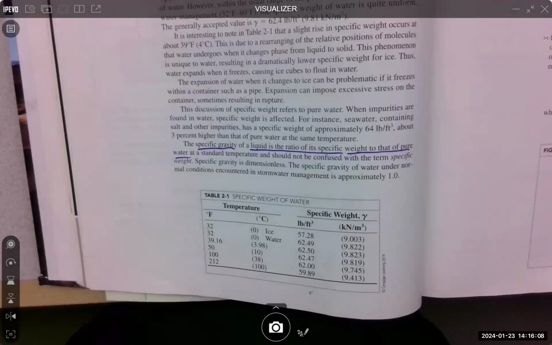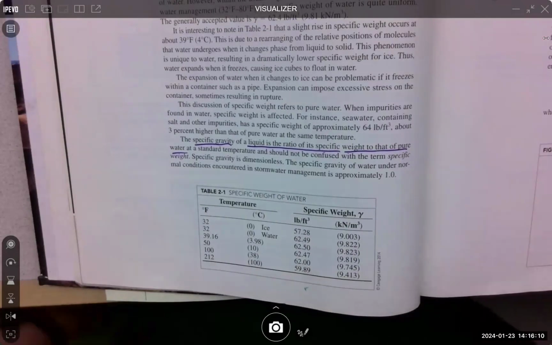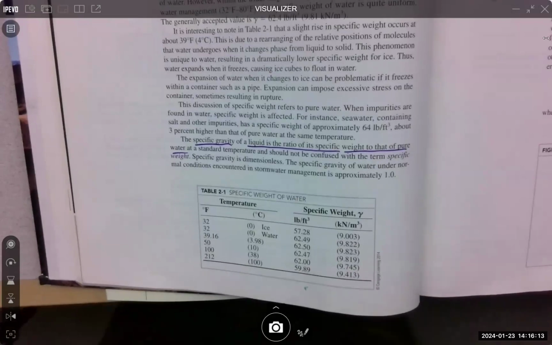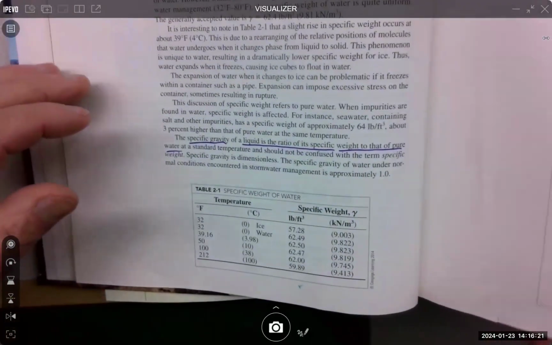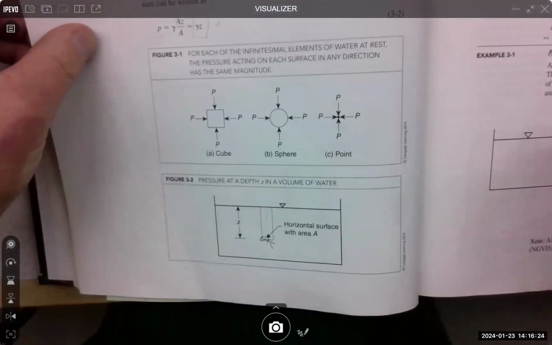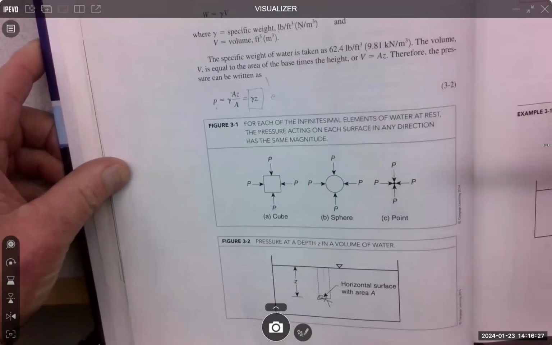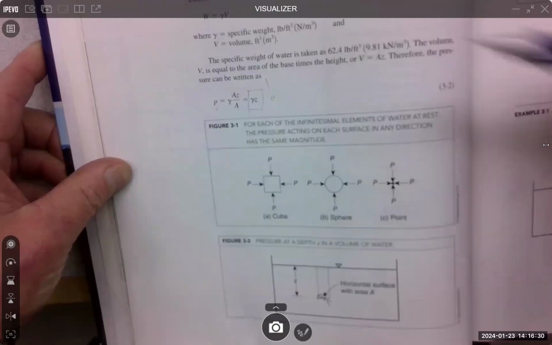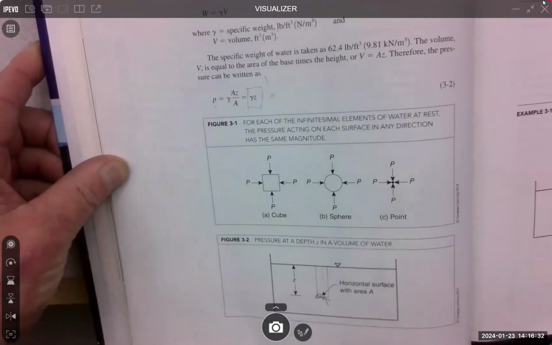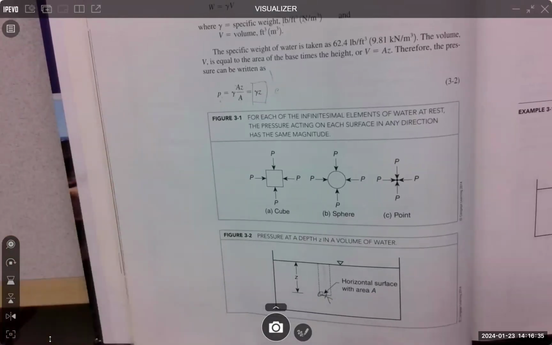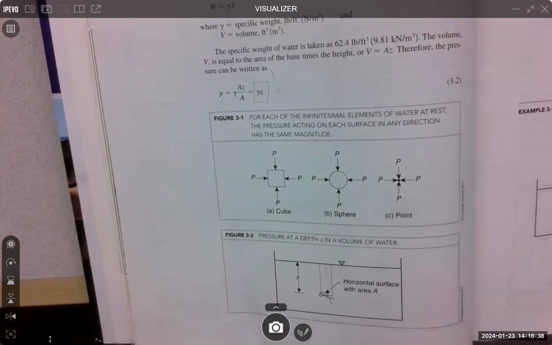There's a table here, right? So if a problem gives you a specific temperature for your water, you could look it up, because it does change with the temperature. So in this case, they just use what's kind of a commonly known value of 62.4 pounds per foot cubed. A foot cube's pretty big, 12 inches by 12 inches by 12 inches, right? So 62.4 pounds per foot cubed.